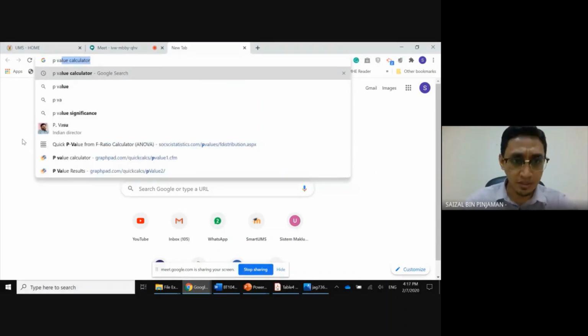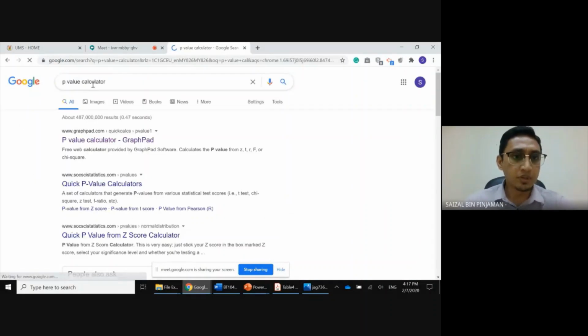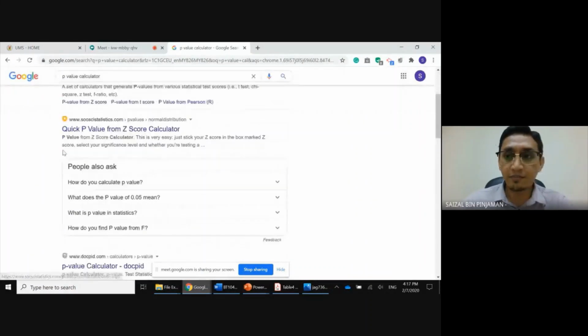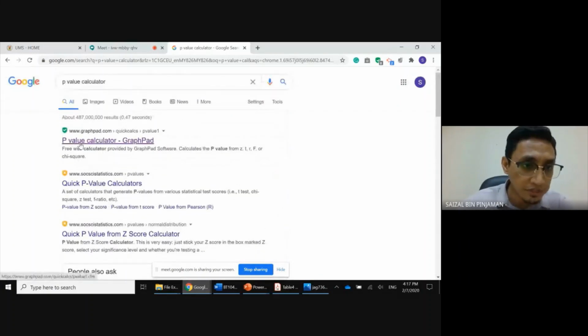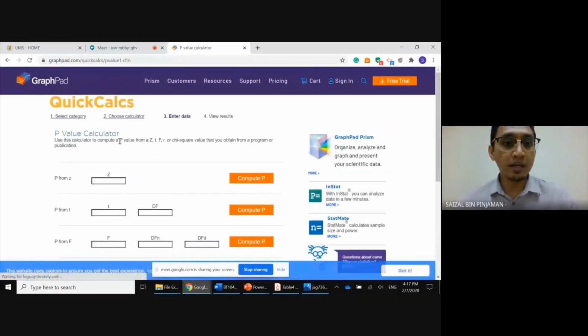So here you can simply type p-value calculator. We have many types of calculators that you can use. Say for example, we use this one, which belongs to GraphPad. Here we have a free web calculator that can help you to calculate the p-value for certain F statistics, in order to solve the ANOVA table.